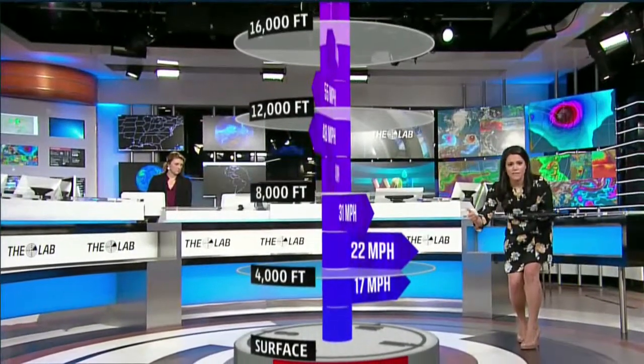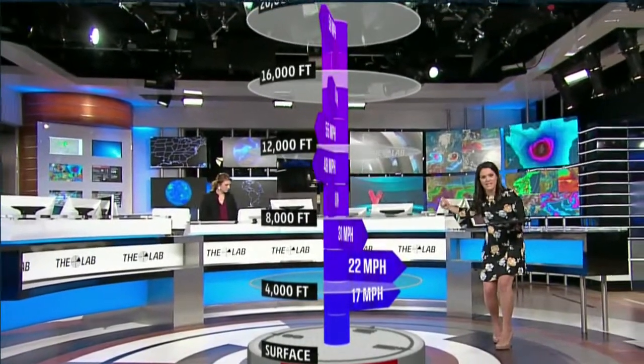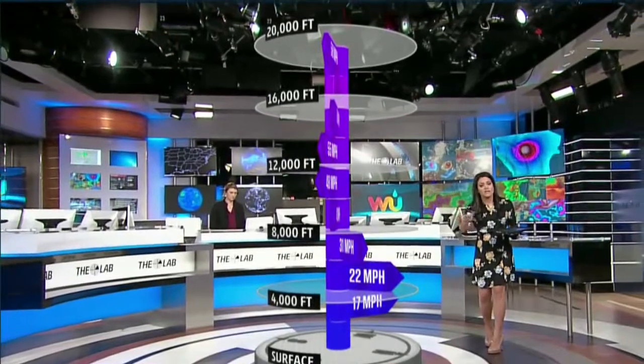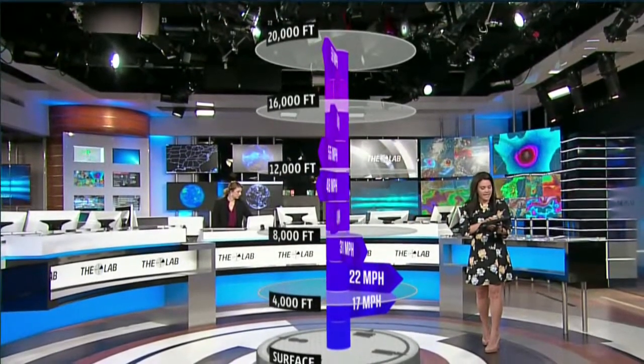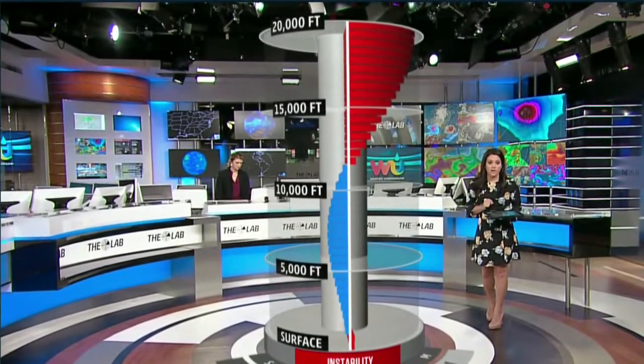But as you go up in the atmosphere, a complete change in direction. Now they're blowing from this side of the area right through the camera. So that's a lot of rotation that's going to be present in the atmosphere tomorrow. So that's going to be key to creating some organized and potential supercell thunderstorms in Omaha tomorrow night.